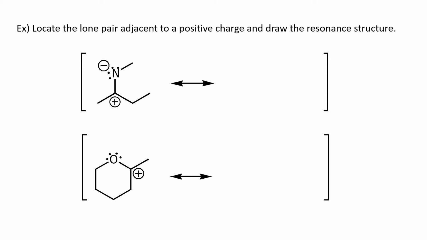All right, for the next example, I'd like you to give this one a shot. I want you to locate the lone pair that's adjacent to a positive charge, draw the resonance structure with the arrows, and don't forget to include any necessary formal charges.